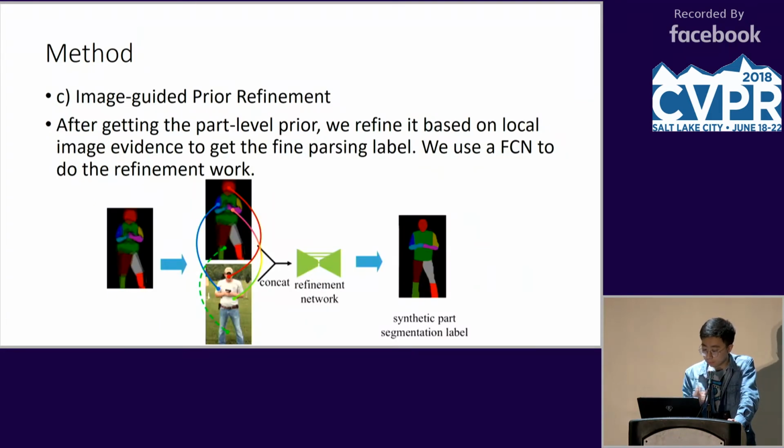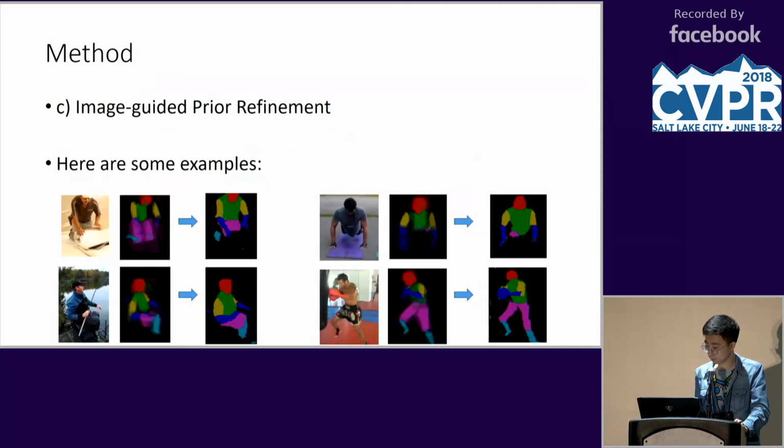After getting the part level prior, we refine it based on local image evidence to get the fine parsing label. We use a fully convolutional network to do the refinement work. It can generate high-quality parsing results. The training pipeline of our refinement network will be detailed during our poster session. Here we show some examples. We can see that after the refinement network, the parsing results are good enough now.